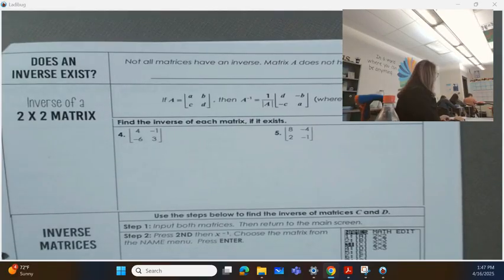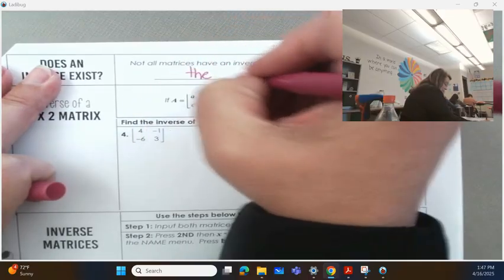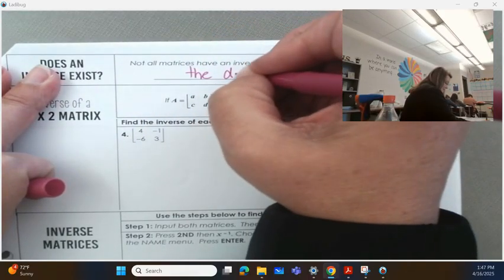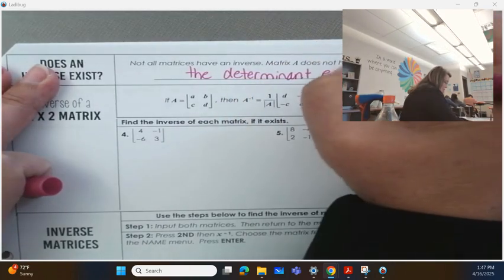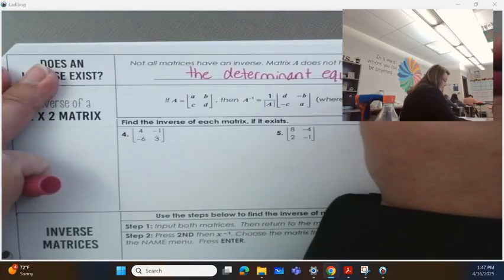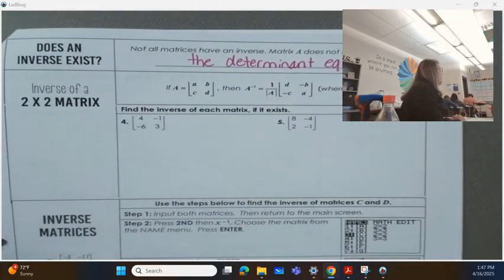Matrix A does not have an inverse if the determinant, remember that number that we found at the beginning of the lesson today, equals 0. Super important to know that. Might be a multiple choice question or something like that where you might see it that you need to know that. Do all matrices have an inverse? No. A matrix does not have an inverse if when you calculate the determinant, it equals 0.